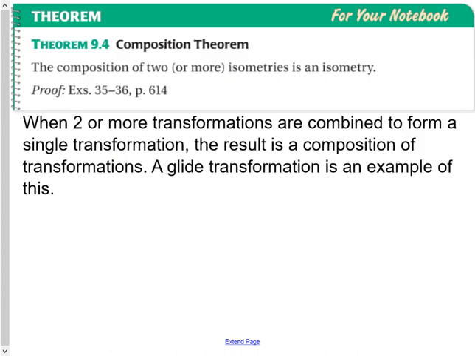A composition of isometries is an isometry if the originals are isometries. So when we learn 9-7, which is dilation, and we multiply by things, that one would not be an isometry, but the rest of them are. If we did a reflection and a translation, we just moved it and flipped it, we're still congruent. If we rotated and then reflected, we're still congruent, right?